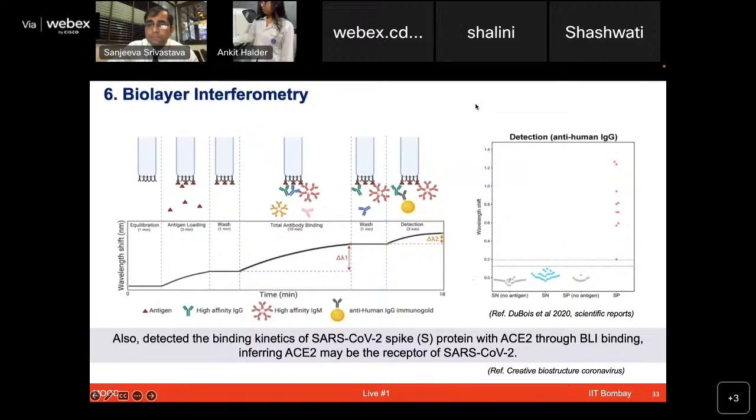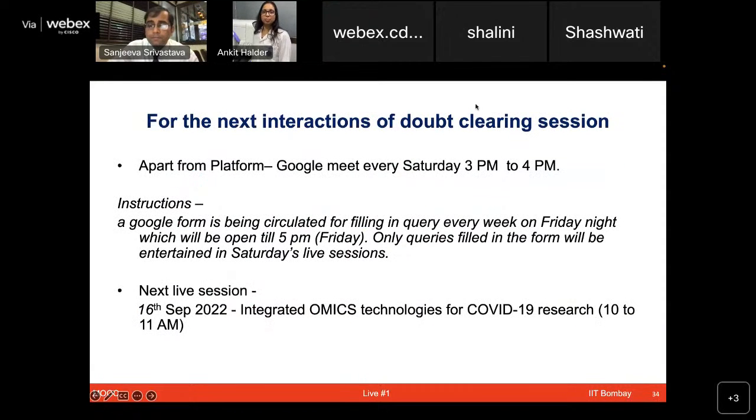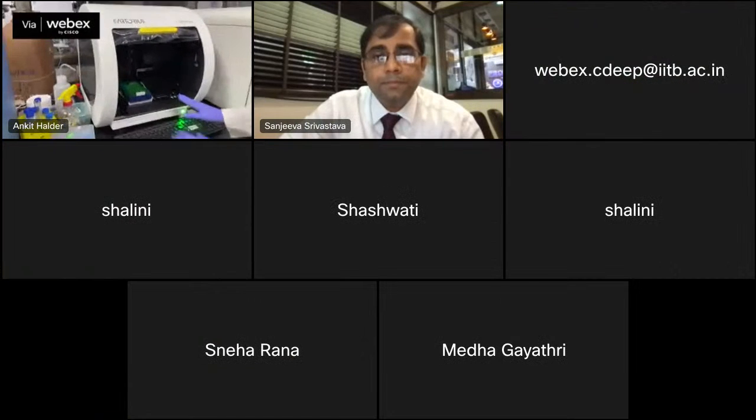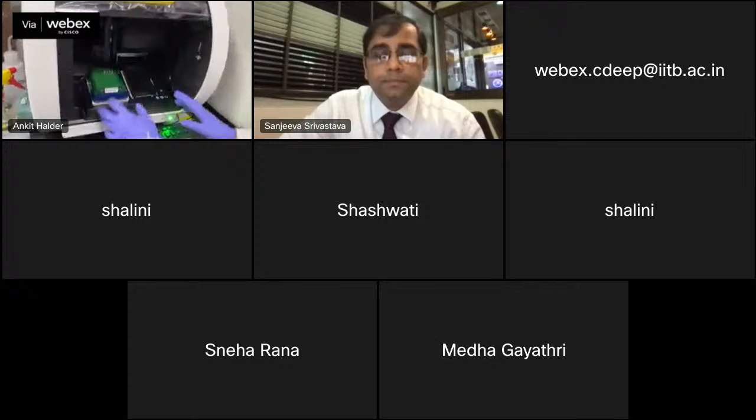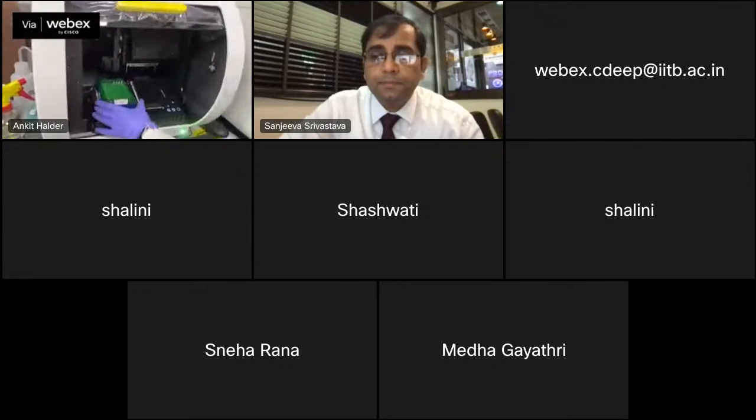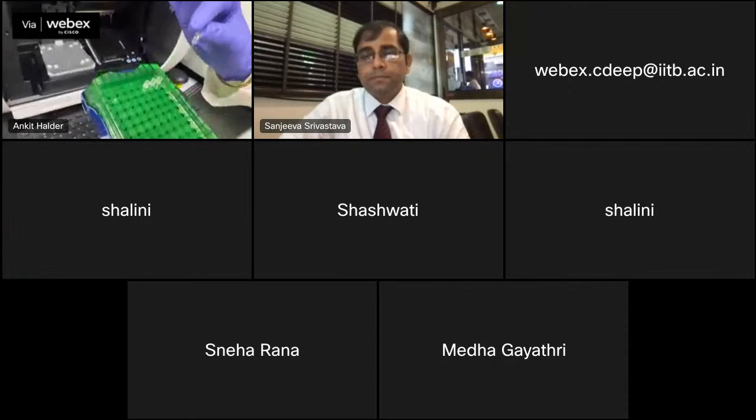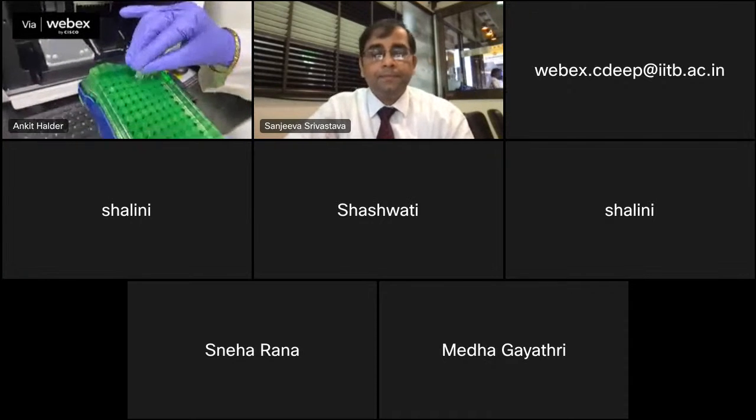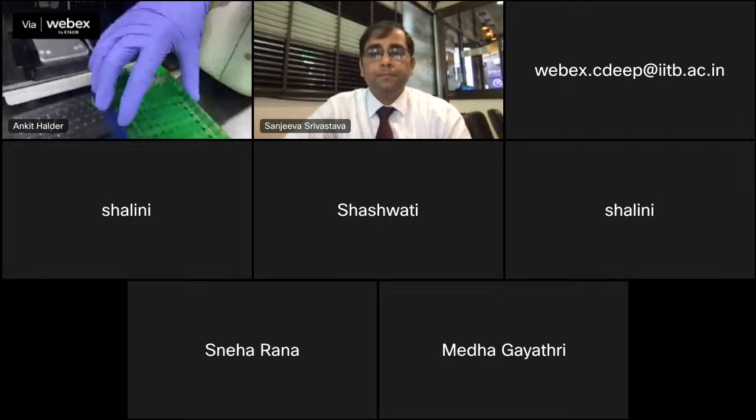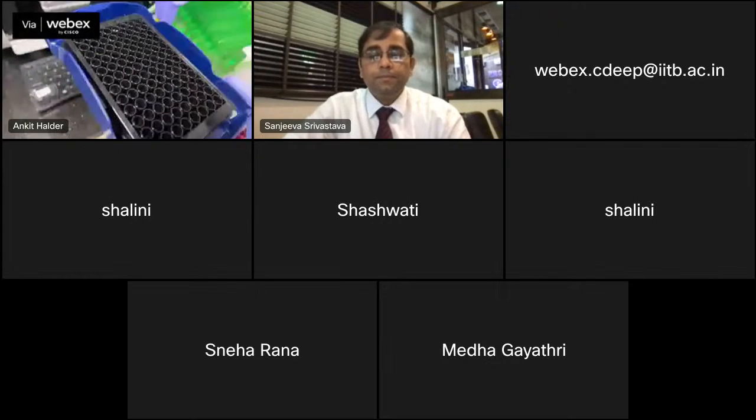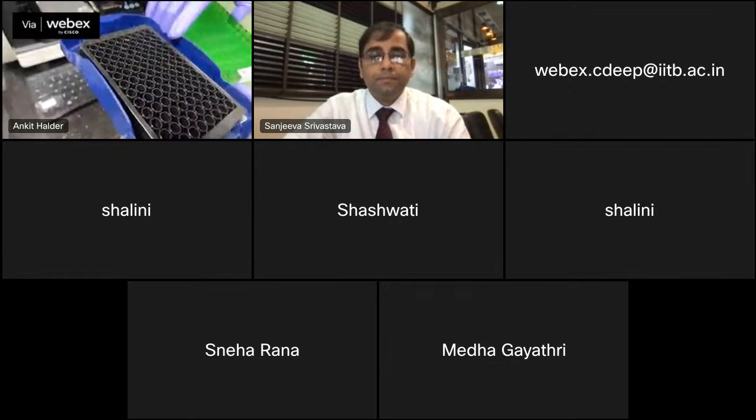Hi all, my name is Shalini and I'll be talking about the BLI system here. So this is the BLI machine from Sartorius. Here you can see two sets of 96 well plates. One is for the sensor part, where we have already placed the sensors. This is how the sensor looks, and this is the tray which holds it. Below this, we have the rehydrating plate, which is again a 96 well plate.